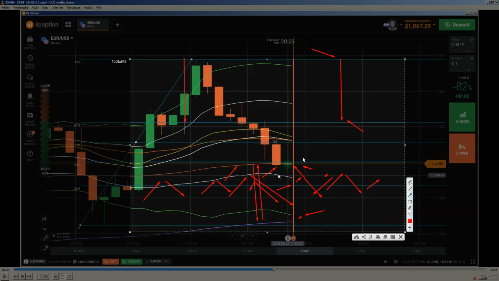Also, if all EMAs are pointing down, yes, the 20 EMA and so on, but this pointing down EMA is only this. Why? Because this is down, this is down, this is down, this is down, this is down, this is down, this is down. That are 1, 2, 3, 4, 5, 6, 7 candles which are going down.